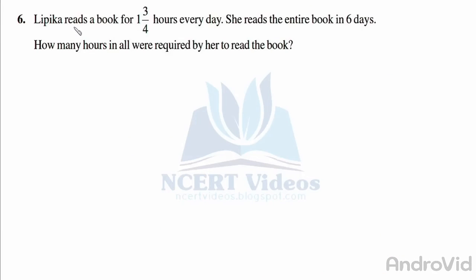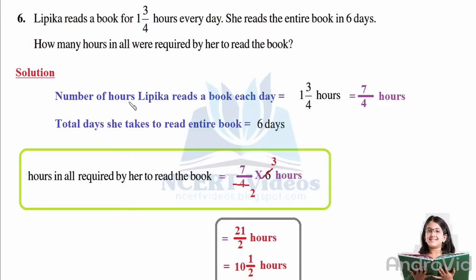Sixth, Lipika reads a book for 1 and 3 over 4 hours every day. She reads the entire book in 6 days. So it takes her 6 days. How many hours in all were required by her to read the book? It is very simple. In one day, she reads 1 and 3 over 4. In 6 days, we have to simply multiply it. So we are writing it down. Number of hours Lipika reads the book.